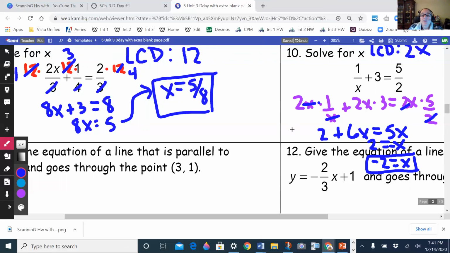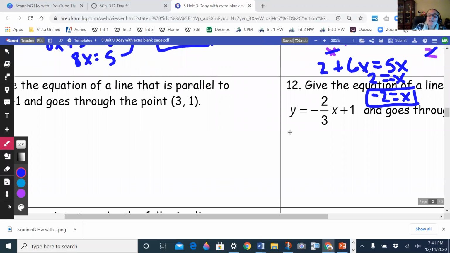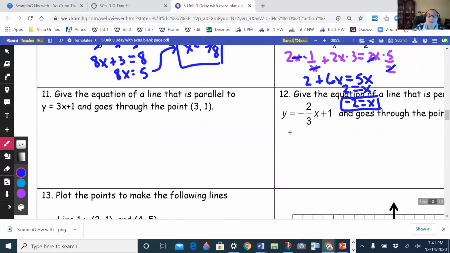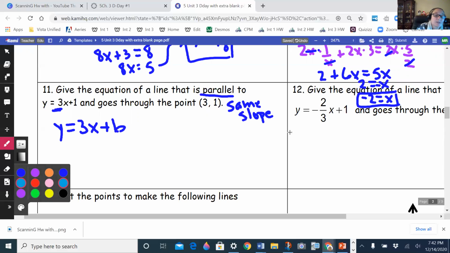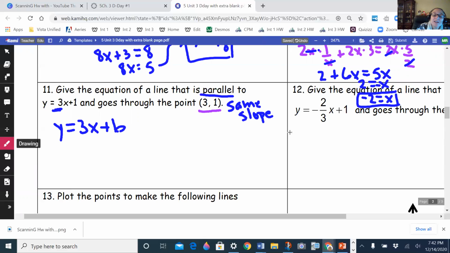Now, number 11 and number 12 are dealing with what we had our quiz on, which was parallel and perpendicular lines. Now, what's true about parallel lines? They have the same slope. So I know that my new equation has to have the same slope, which is 3. So I know my equation is going to be y equals 3x plus b, again, because the slope has to be the same. Now, I need to put in this point, which is (3, 1), for my x and my y. The 3 is my x, the 1 is my y.